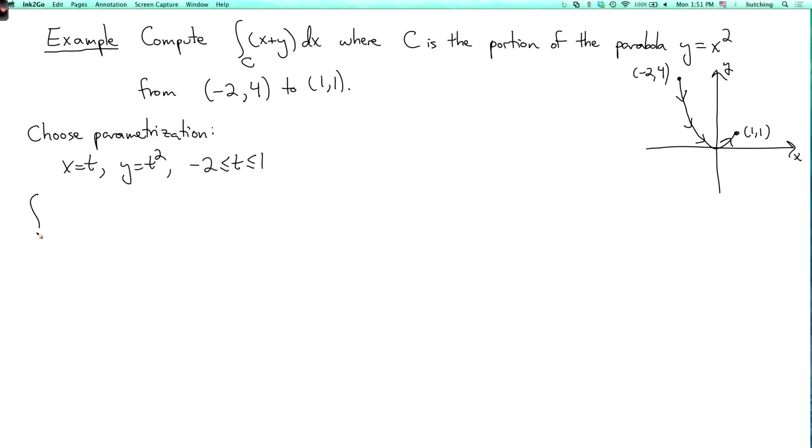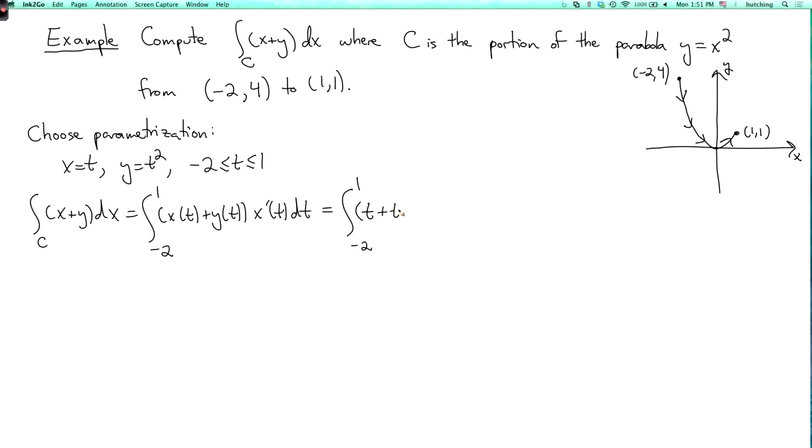And then the integral over C of x plus y dx is the integral from -2 to 1 of x of t plus y of t times x prime of t dt. So x of t is just t, and y of t is t squared. And x prime of t, well, that's 1 because x equals t. So that's a 1 here, which I guess I didn't really need to write there. And we put a dt.